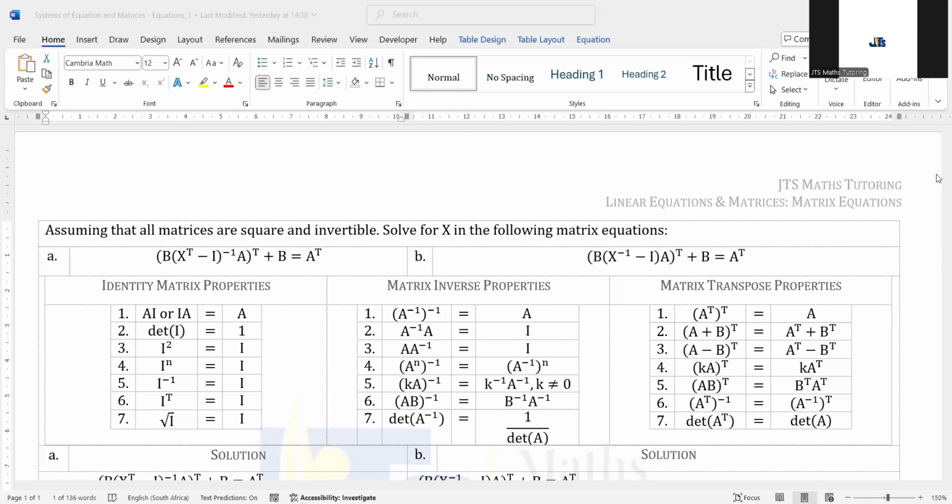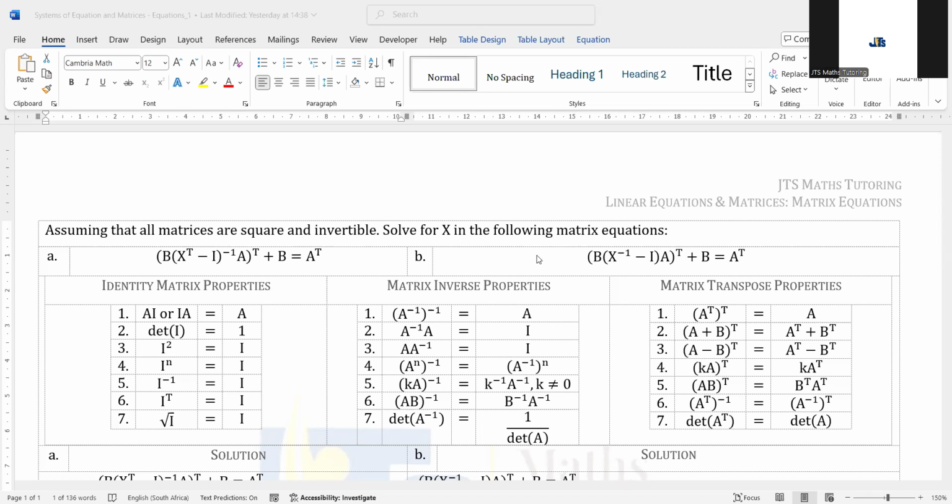Today we are continuing with the matrix equations. And to demonstrate that, we have got two equations that we are given right here. Let's get going. Assuming that all matrices are square and invertible, solve for x in the following matrix equations.